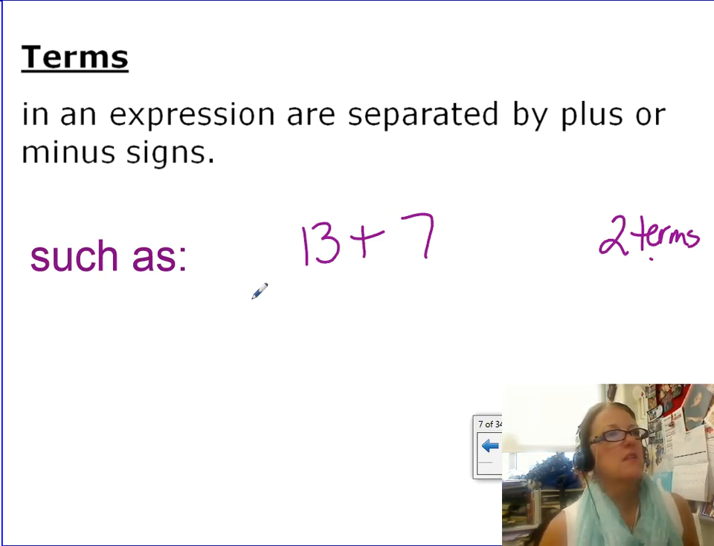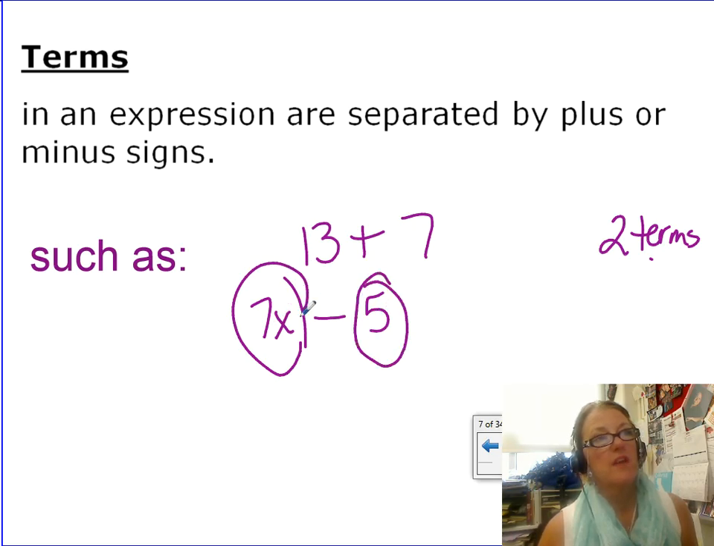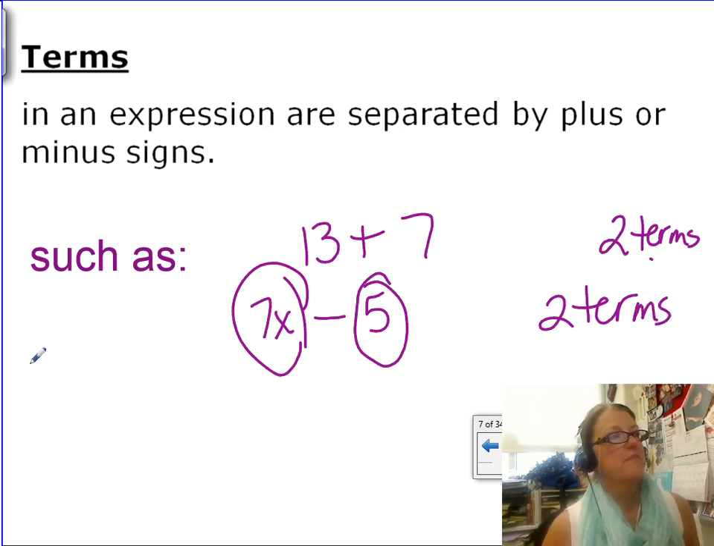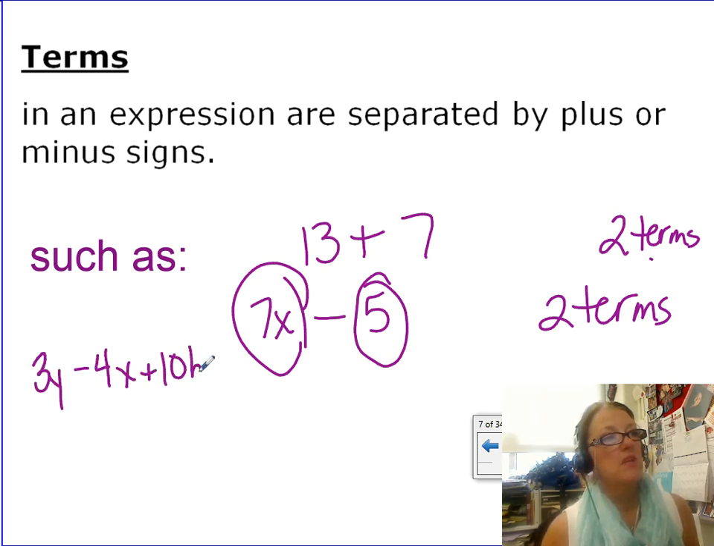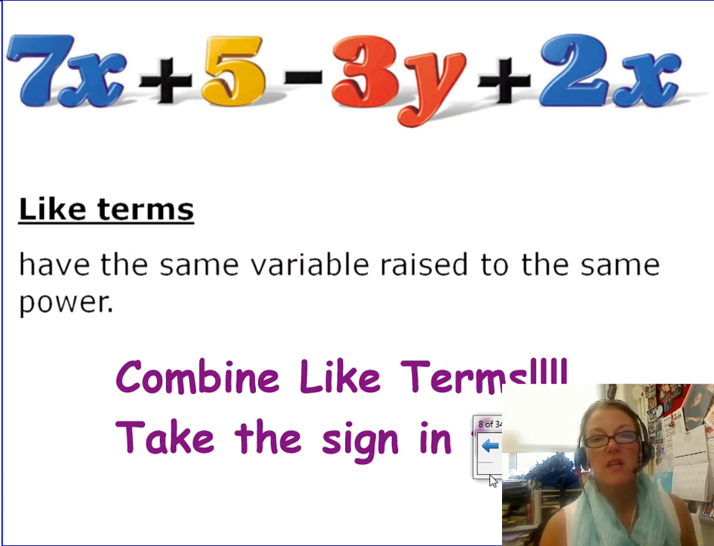Algebraically, I could have something like this. 7x minus 5. There's another example. The 7x is a term. The 5, or subtracting 5, is a term. You see how they're separated by, in this case, a subtraction sign. We could also have something like this. 3y minus 4x plus 10b minus 4. And I've got this. You have 4 terms in this particular expression. Okay, so it's just the little items that are separated with a plus or a minus.